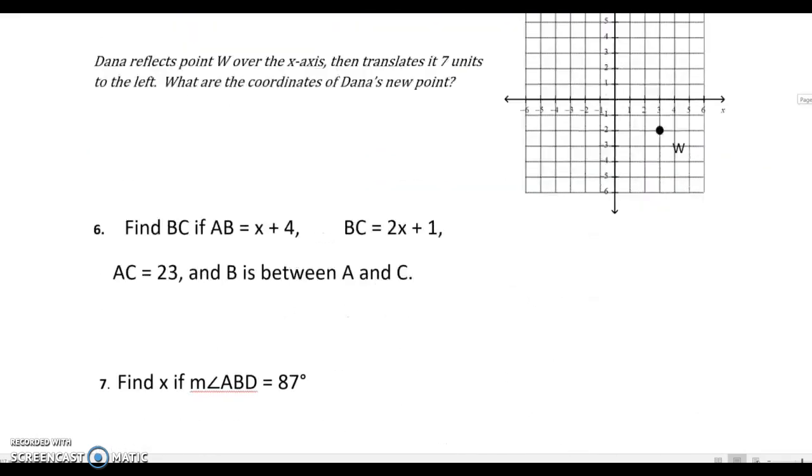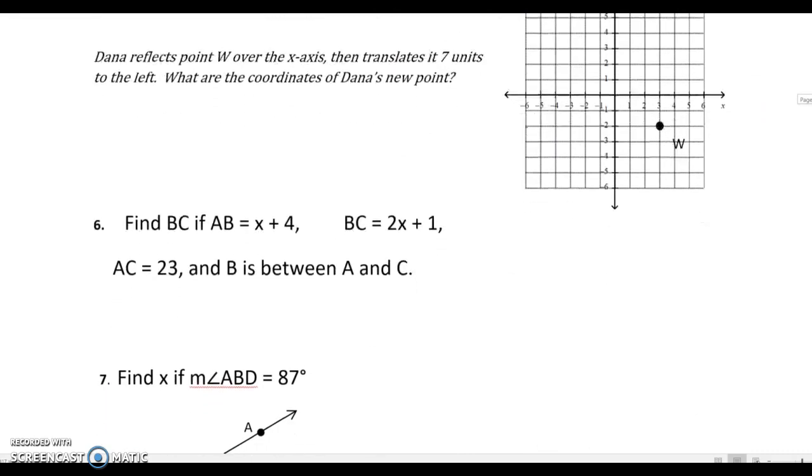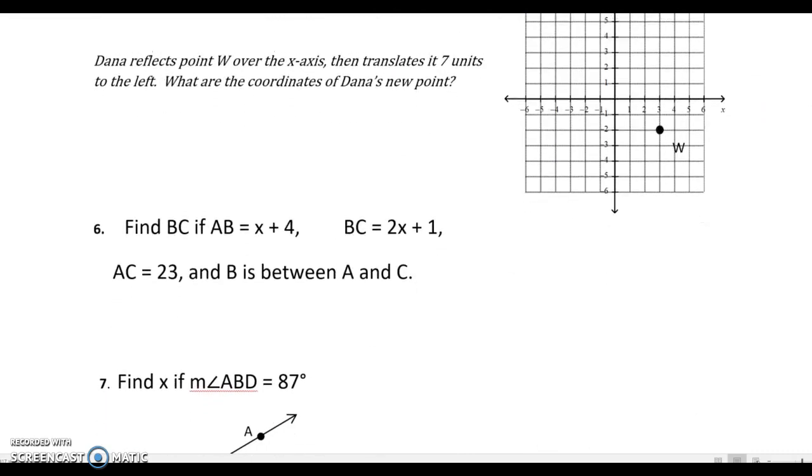For number 5, there's the graph and there's only W, and you're reflecting it first over the x-axis. So over the x-axis becomes here. So there's the first one, temporary prime. And then you translate it 7 to the left. So 1, 2, 3, 4, 5, 6, 7. This becomes my official W prime. What are the coordinates? That is -4, +2.